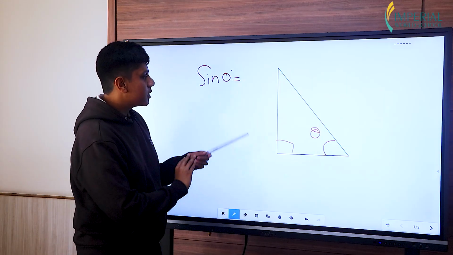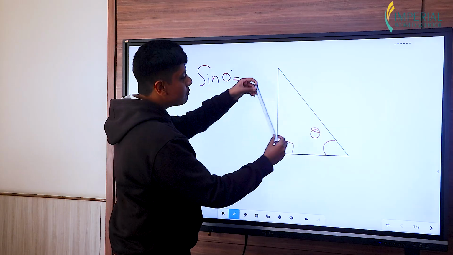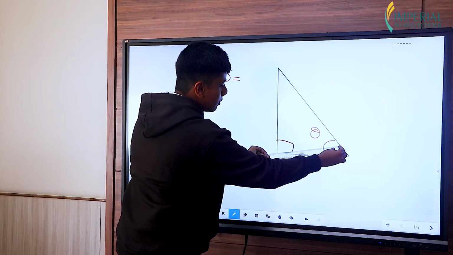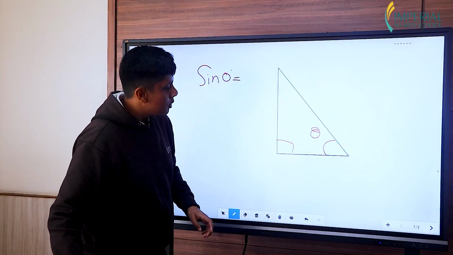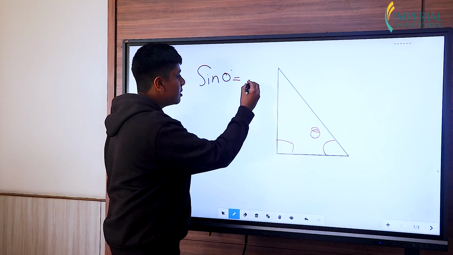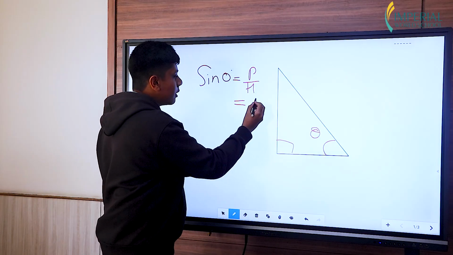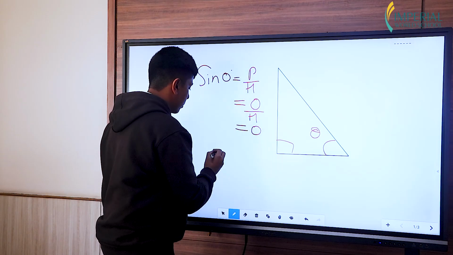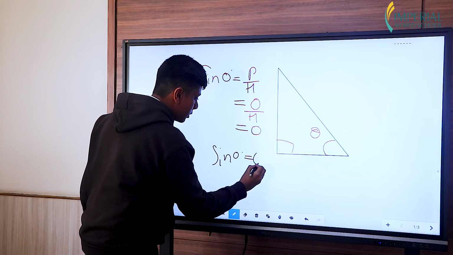As we know, this is the perpendicular as it is opposite to angle theta. If we decrease this angle slowly and it reaches here, ultimately the perpendicular will also become 0. As we know, sine is p by h. So if perpendicular is 0, we can write it as this and ultimately it will become 0. So sine 0 degree is 0.